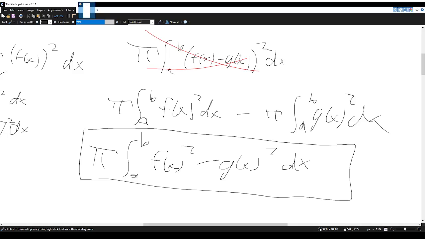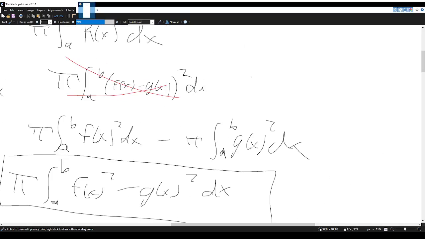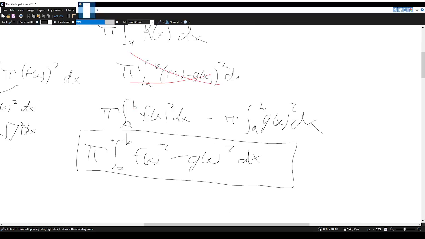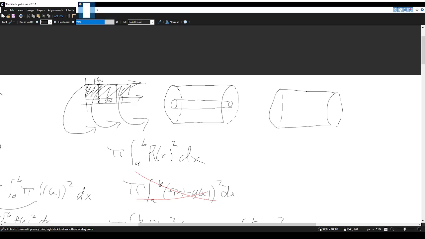Because this one, obviously it would create f of x squared minus 2 f of x g of x plus g of x squared. I mean, it'd be a mess. So this one really keeps them separate like they should be. So that's how you do it with a hole.